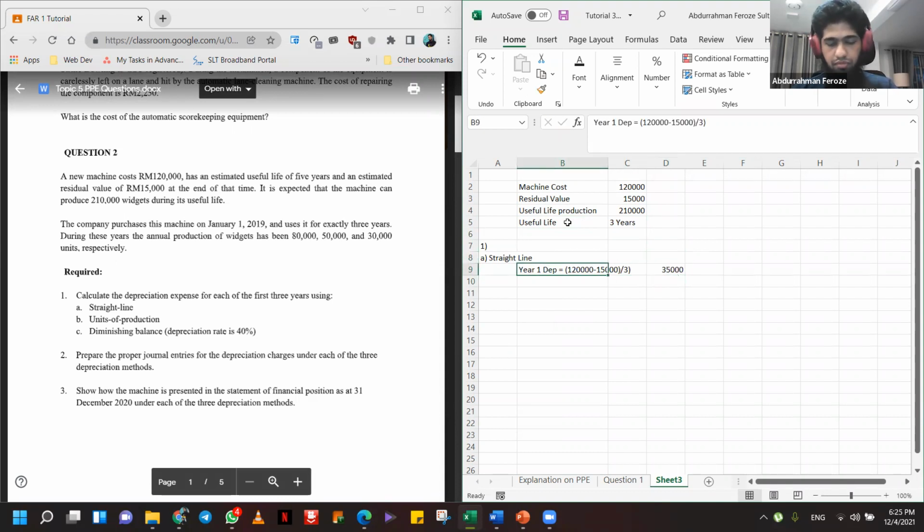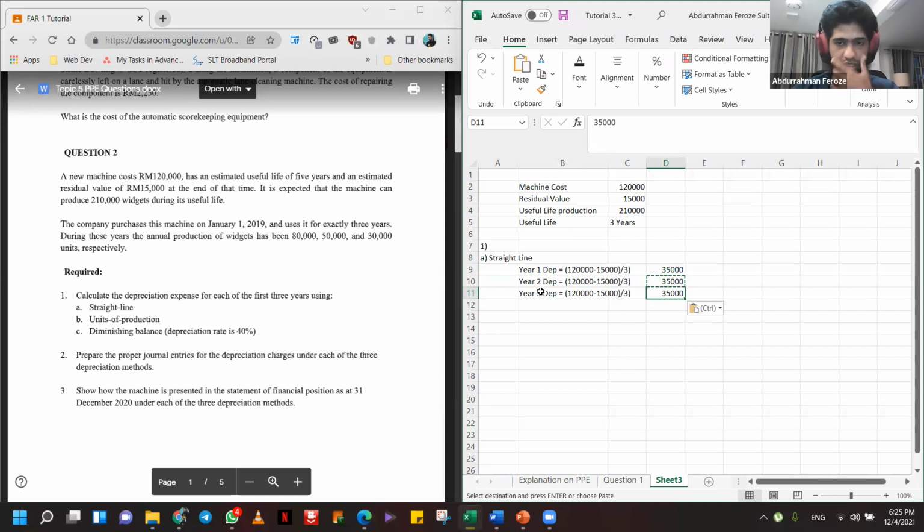It'll be the same for each year because the straight line depreciation does not change. So year 2 is 35,000. Year 3 is 35,000. You guys understood that? Is that clear? Straight line depreciation? Was that clear?